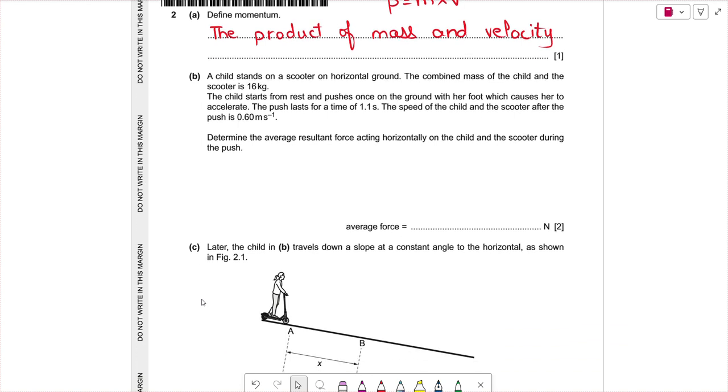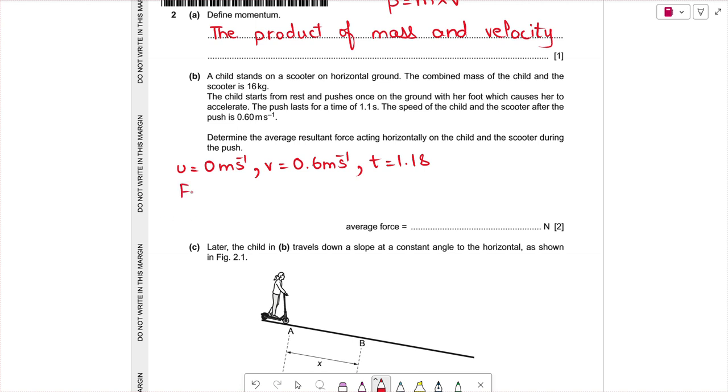A child stands on a scooter on horizontal ground. The combined mass of the child and the scooter is 16 kg. The child starts from rest and pushes once on the ground with her foot, which causes her to accelerate. The push lasts for a time of 1.1 seconds. So the initial velocity is 0 since she was at rest, and the speed of the child and the scooter after the push, the final velocity, is 0.6 meter per second. It took 1.1 seconds. Determine the average resultant force acting horizontally on the child and the scooter during the push.